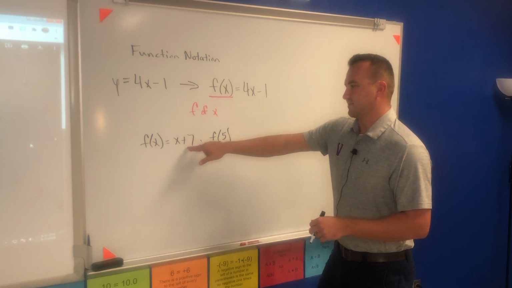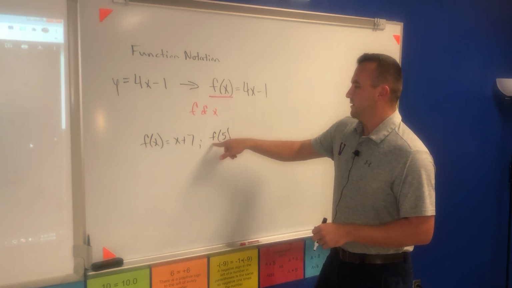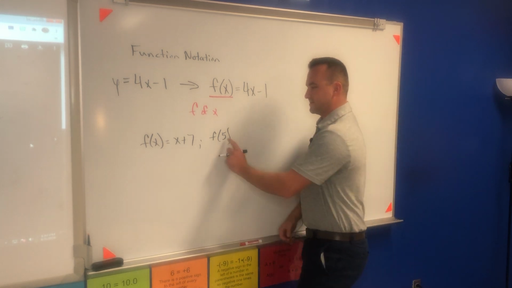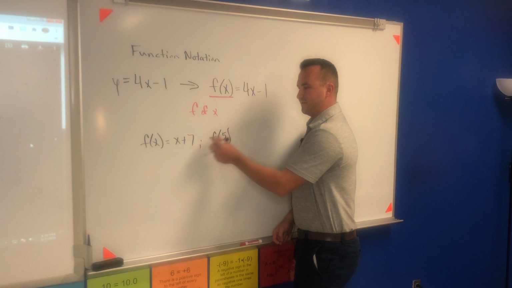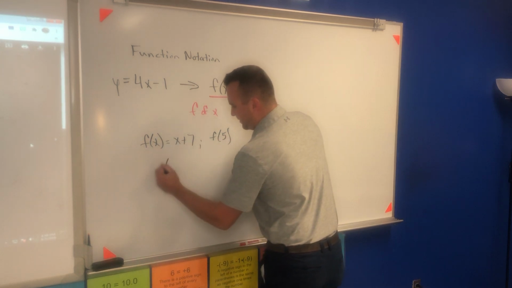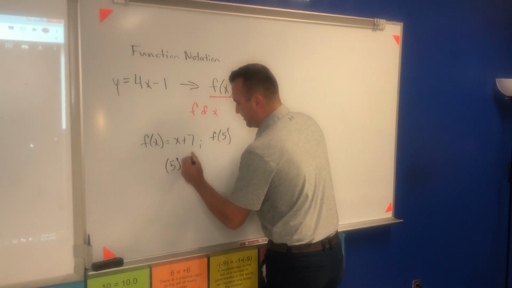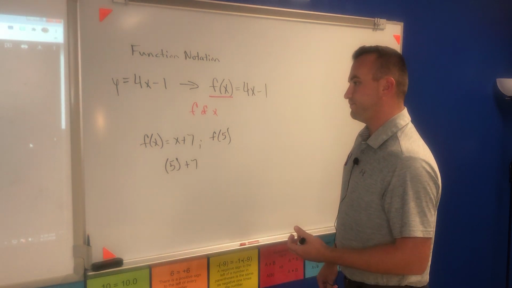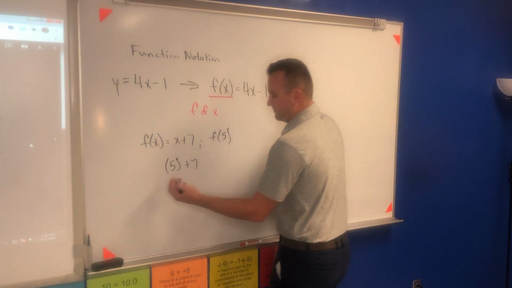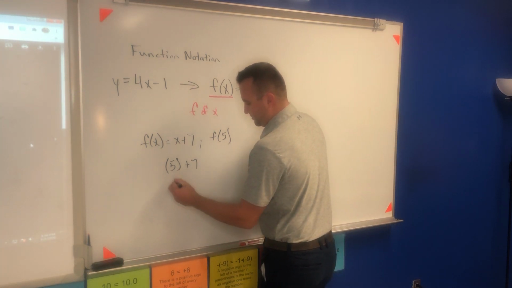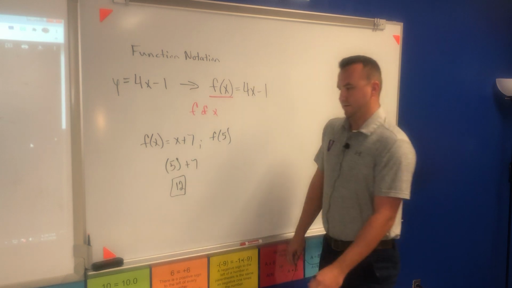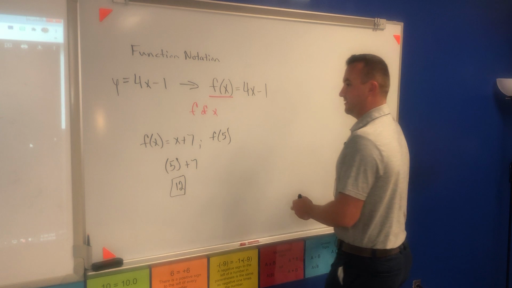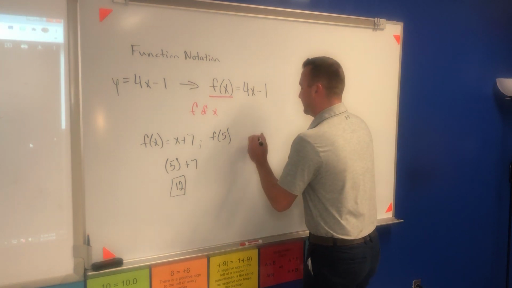F of x equals x plus 7, semicolon, f of 5, okay? All it's asking you to do is take 5 and plug it in for x. So whenever I plug anything in, I put it in parentheses, and that becomes important later on. 5 plus 7, well, that's 12. That's my answer. That's literally all you're having to do.